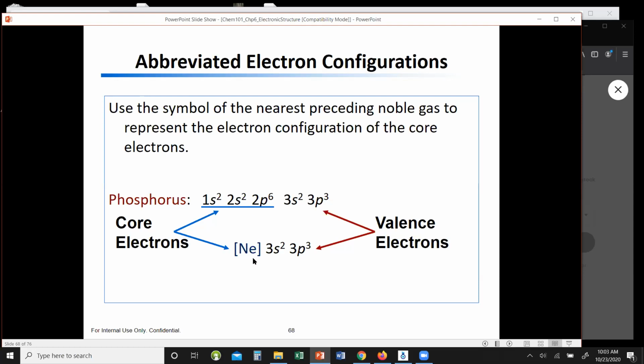What can I do for abbreviations? The abbreviations could only be noble gases. You cannot put any other element. You only can put noble gases: helium, neon, argon, krypton, and then the valence electrons.